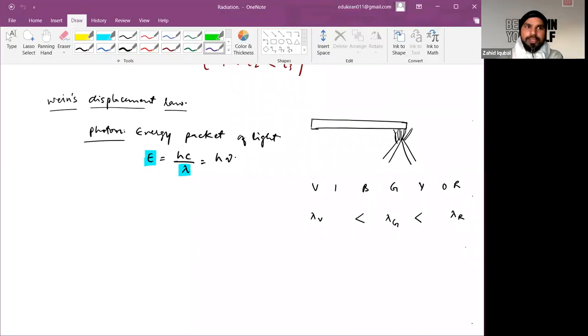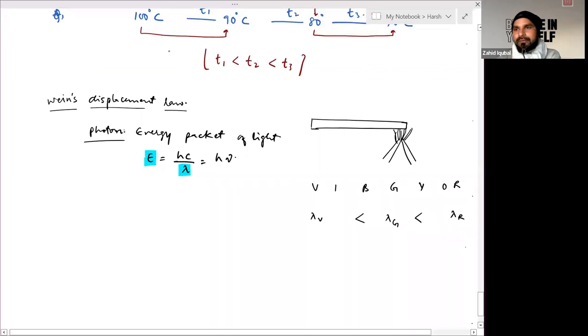So a hot body, if it emits any particular radiation, the maximum wavelength of emitted radiation will always be inversely proportional to its absolute temperature. It means greater the temperature of body, it will radiate more energetic photons, and more energetic photons will have least wavelength. That's why wavelength and temperature of body will be inversely proportional to each other. Is it clear? Yes, sir.